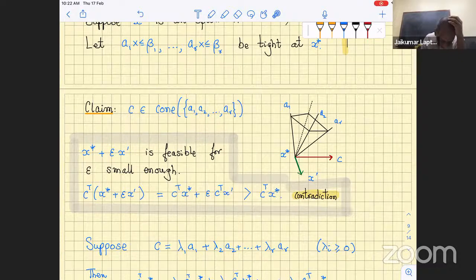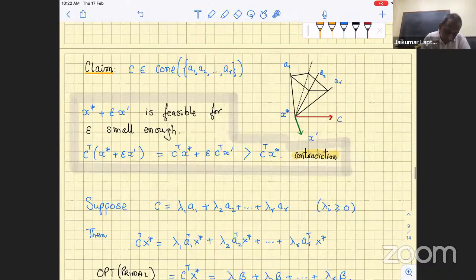If it was not trapped, then the objective function at this new point will be the old objective function plus epsilon times x prime's dot product with C, which is strictly positive. So at x star plus epsilon x prime, your objective value is even better than at x star, which is a contradiction. So we know that the vector C must be trapped in this cone.